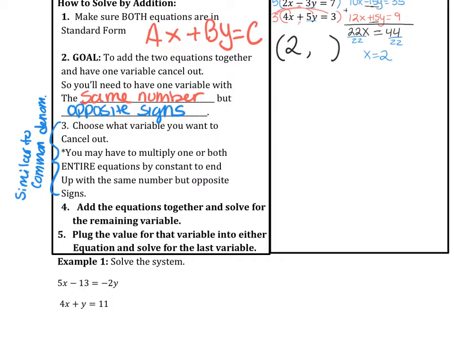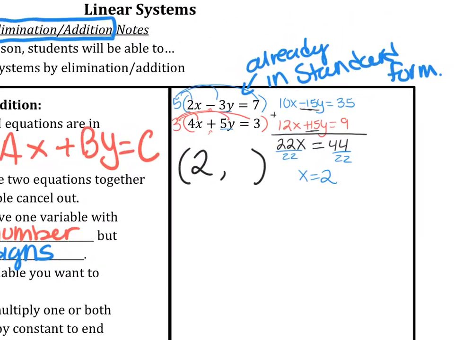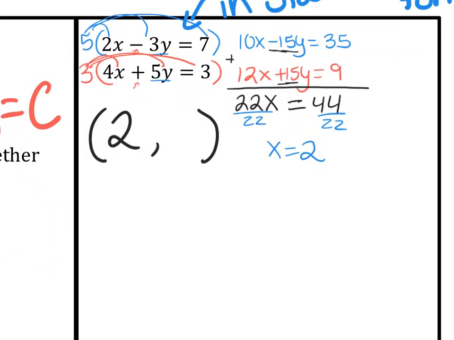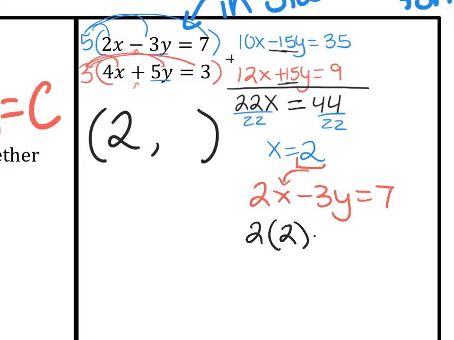So the last step here is you're going to plug the value for that variable into either equation and solve for the one you don't know. So we know what x equals. You can choose either one of your equations. I'll just choose my top one, but it doesn't matter. And I'm going to plug in a 2, because that's what x equals, in for x. So we'll have 2 times 2 minus 3y equals 7.